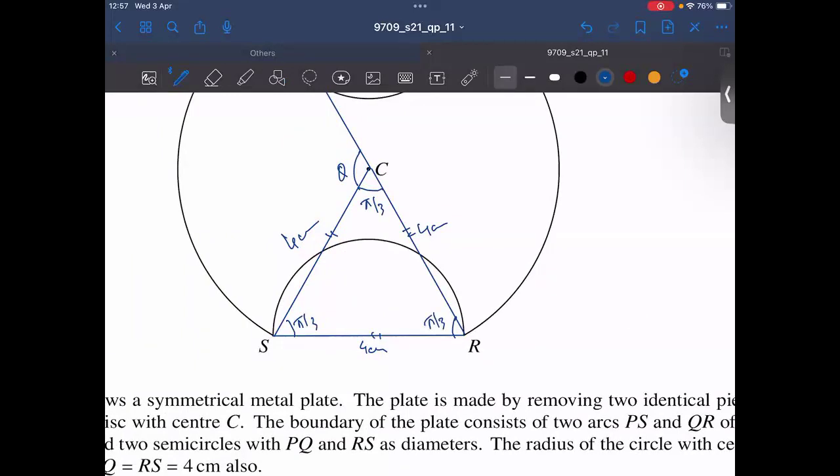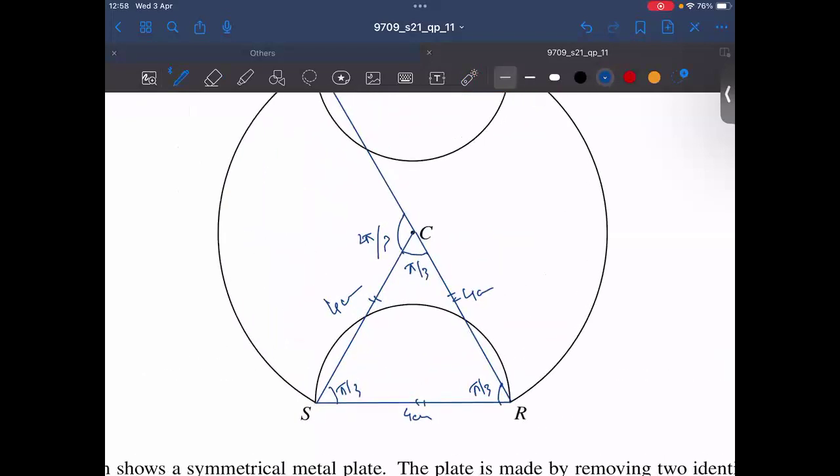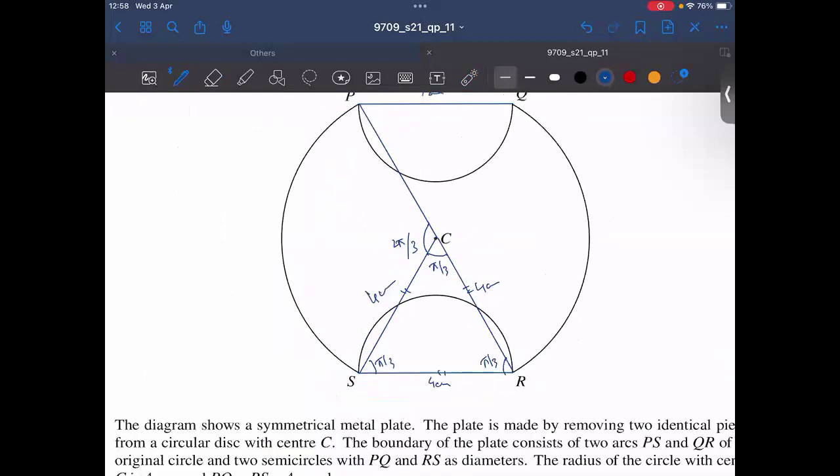60 degrees in radians is pi by 3 because this is an equilateral triangle. So if this is 60 degrees, this is going to be 120. How do you express 120 in terms of radians? It's going to be 2 pi by 3. And that's what you're supposed to show. Is it clear or not, Miss Iman? Yes, sir.